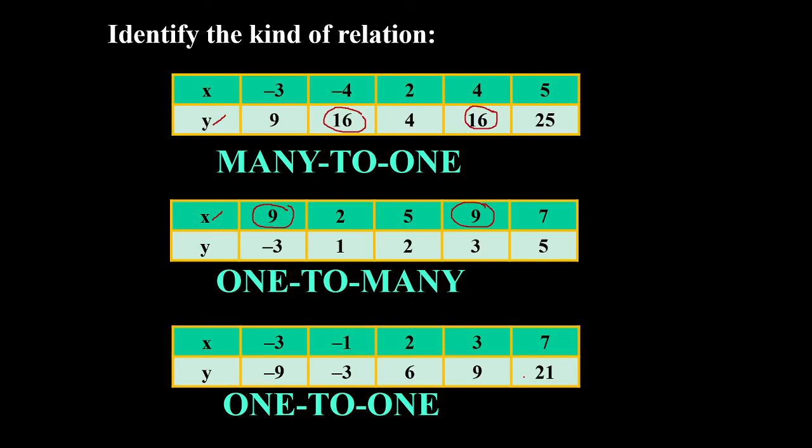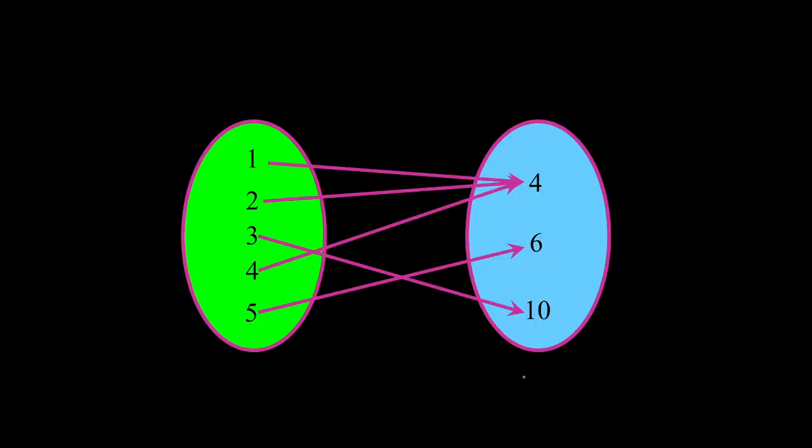Again, repeating domain, what kind of relation? One to many. Repeating in the range, many to one. No repetition, one to one. Okay? Now, let's have a review.